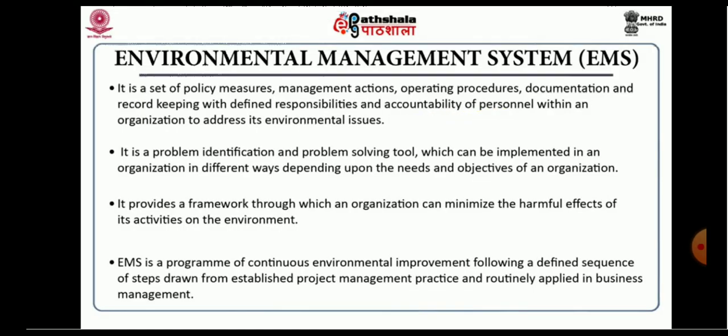So environmental management system: it is a set of policy, methods, management actions, operating procedures, documentation and record keeping with defined responsibilities and accountability of personnel within an organization to address its environmental issues. The second thing is we need to identify the problems, and it is a problem solving tool which can be identified in an organization in different ways. So it depends upon the need and the objective of an organization.